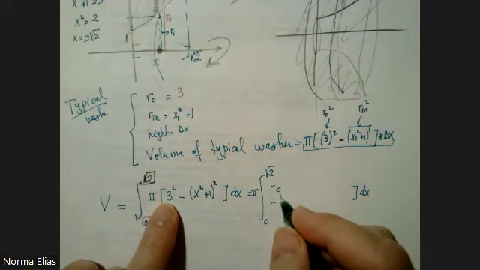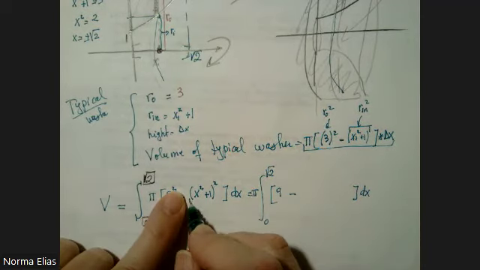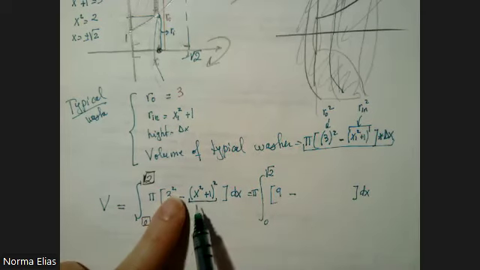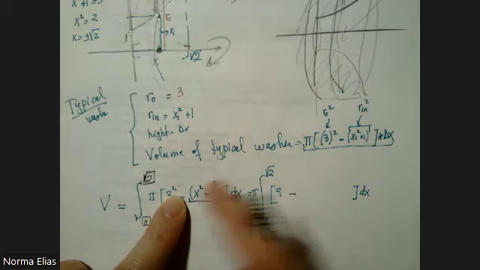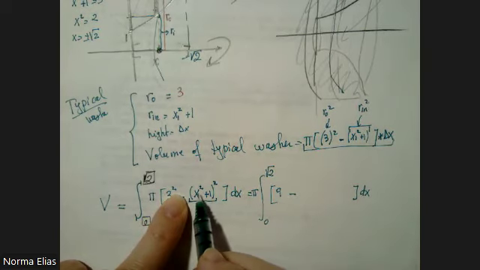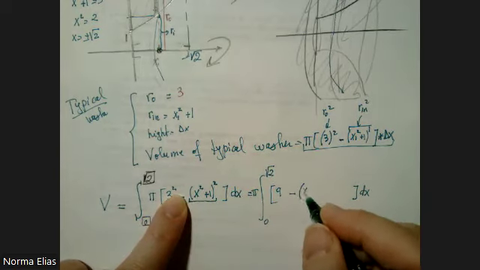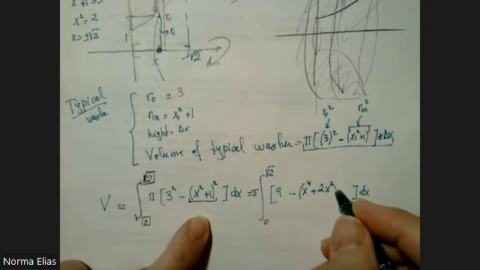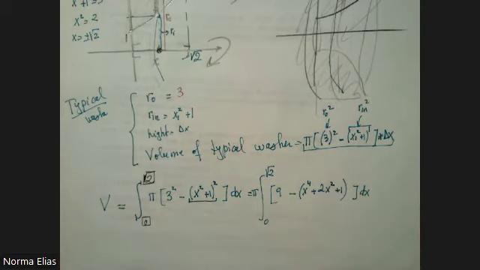Now I have to evaluate this. This is 9. This piece, there is only one way to evaluate this: we have to expand it, or distribute. Otherwise, I cannot evaluate that. It's not substitution because the derivative of the inside is not outside, so we just have to distribute. So this would give me x to the power 4 plus 2x squared plus 1.